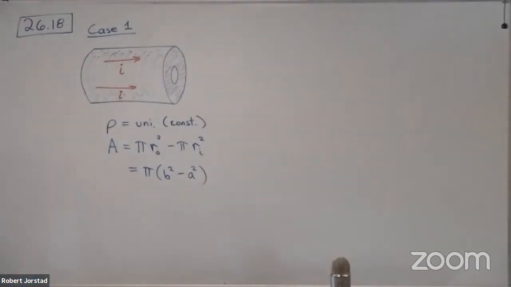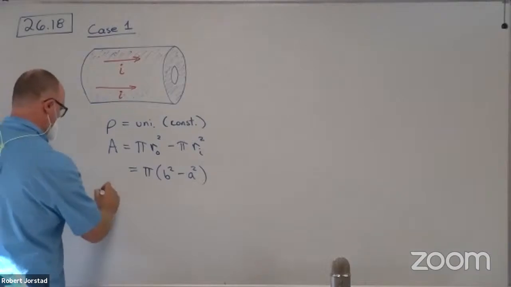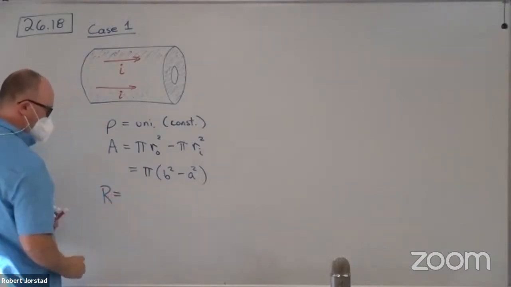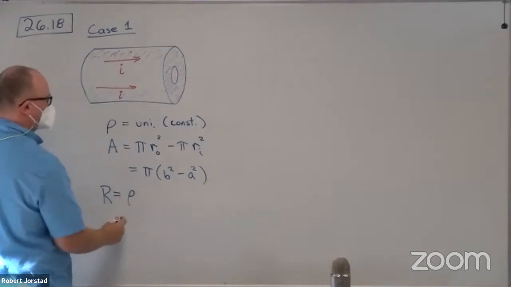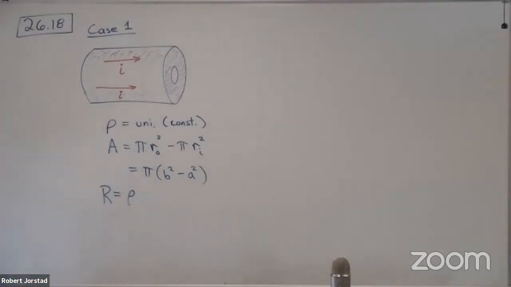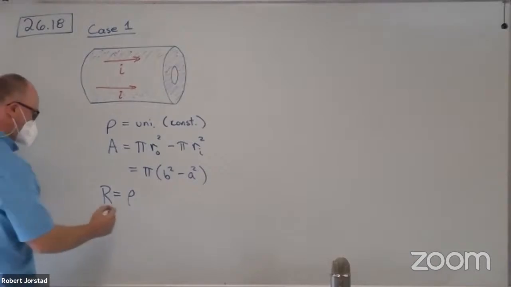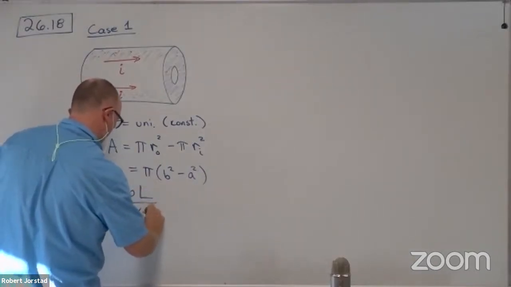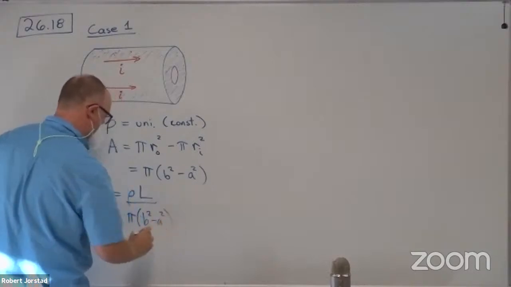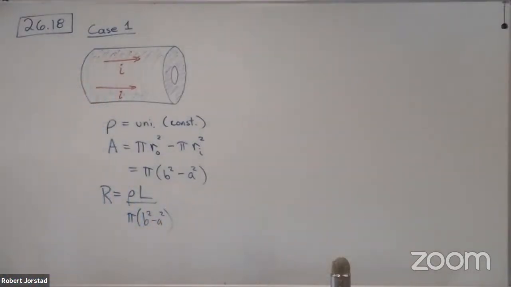So then in this case, R, the resistance, is going to be rho. What's the length in this one? Do we know it? It's just L. L over pi b squared minus a squared. So that's the easy one. We don't have to do calculus. That's just the answer right there. Piece of cake.